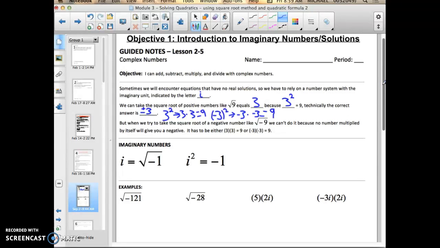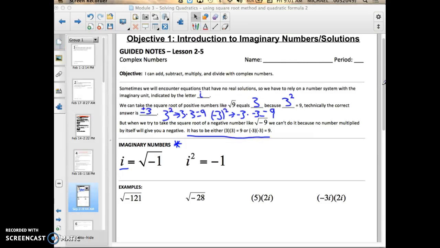But when we try to take the square root of a negative number, something like the square root of negative 9, we can't do it because no number multiplied by itself will give you a negative. Because again, what we just said and what I wrote in blue right above, it either has to be 3 times 3 equals 9 or negative 3 times negative 3, which gives me back 9. No combination of numbers would get me back to negative 9. This is why the imaginary number needed to be created.